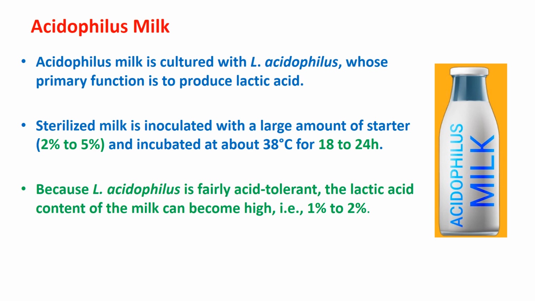So because Lactobacillus acidophilus is fairly acid tolerant, the lactic acid content of milk can become high, that is up to 1 to 2%, because this culture can grow even when the acidity is high. So that's why the final acidity can be up to 2% and it can be very sour.